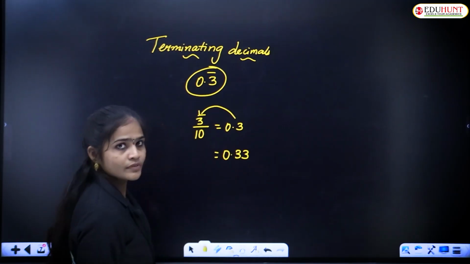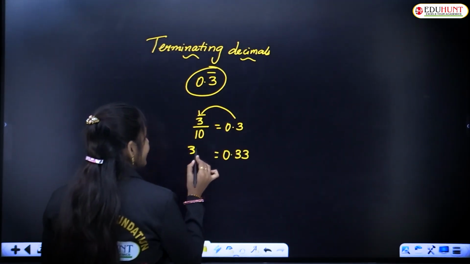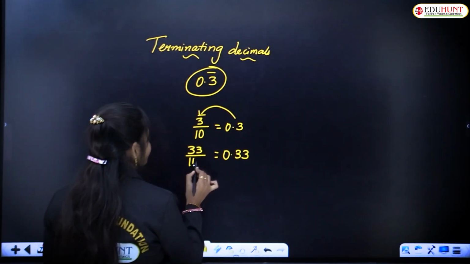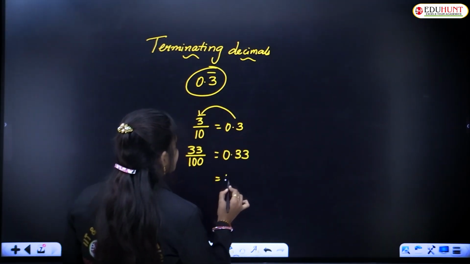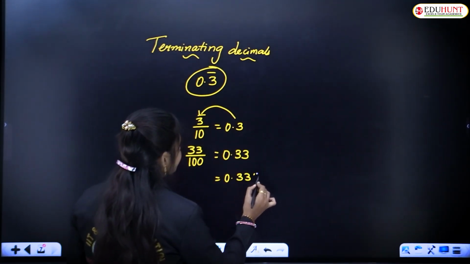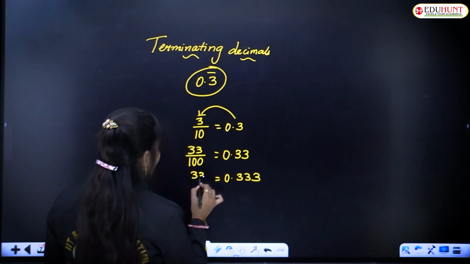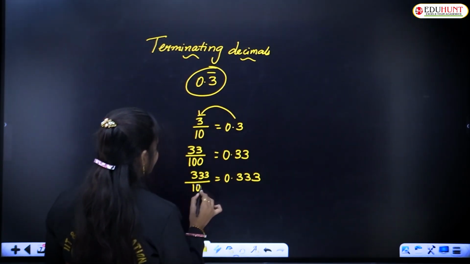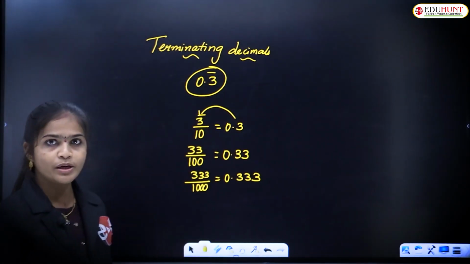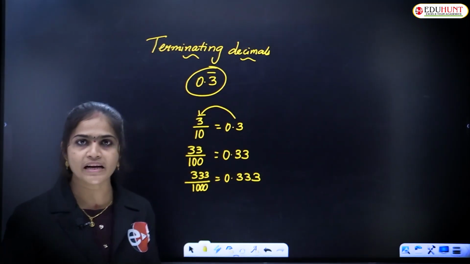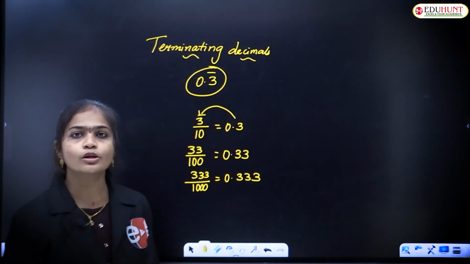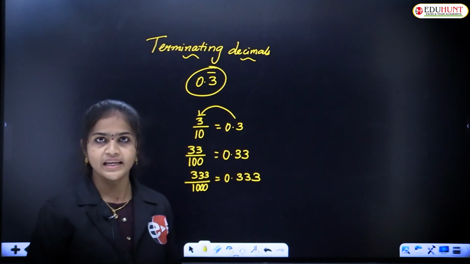0.33, how can we write this? 33 by 100. 0.333, 333 by 1000. Okay, why? Because we already know that decimals can be written in fraction form by taking the denominator as powers of 10.